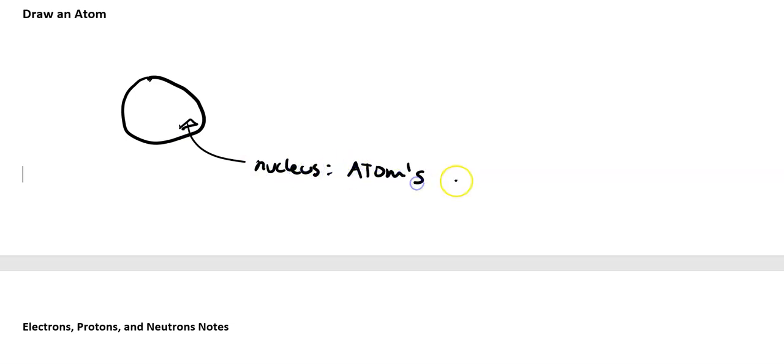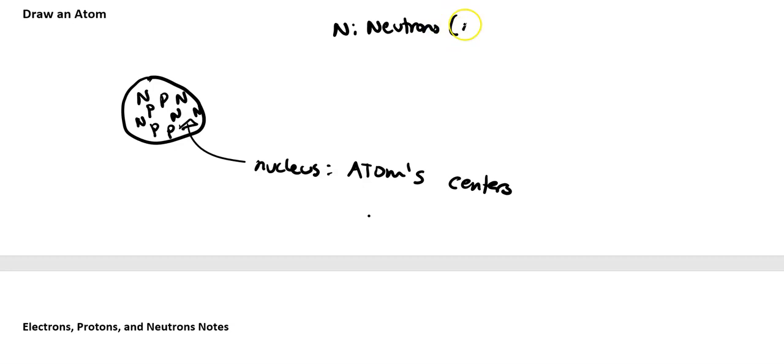Okay, so we know that the center of an atom is the heaviest part of it, and the center of an atom consists of the nucleus. So this is the nucleus, which is the atom center. The nucleus consists of a bunch of neutrons and protons. Okay, cool. N stands for neutrons, and those have a neutral charge. P stands for protons, and those are going to be a positive charge.